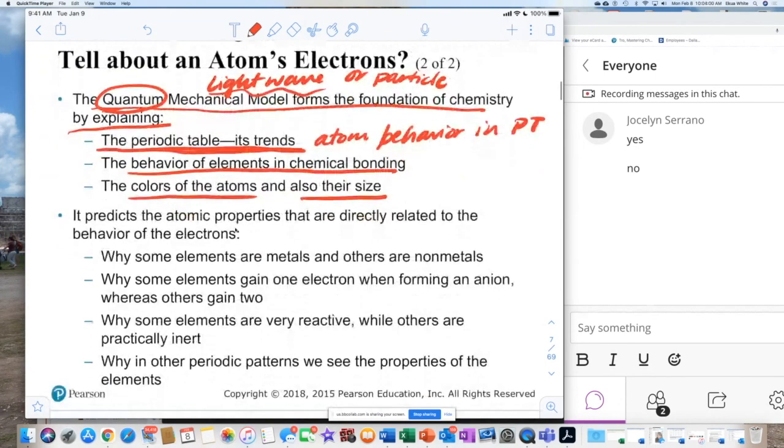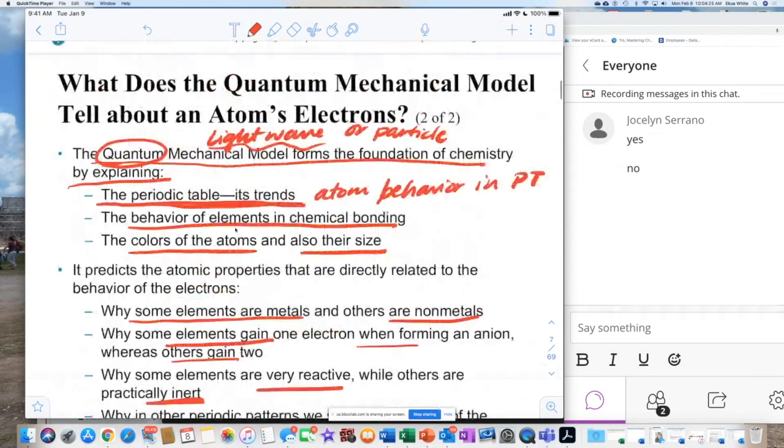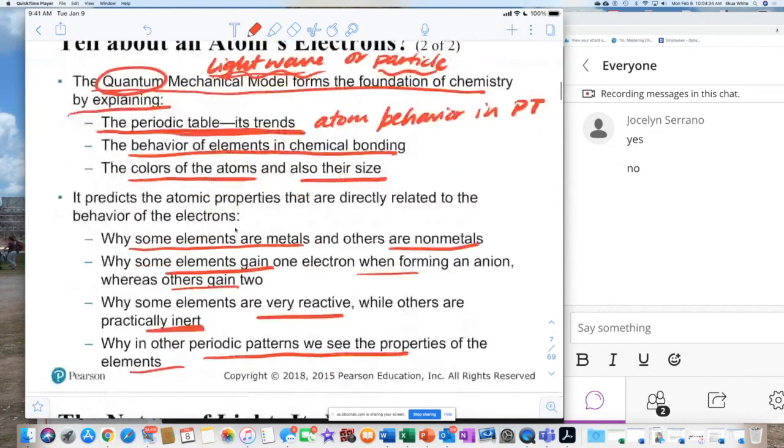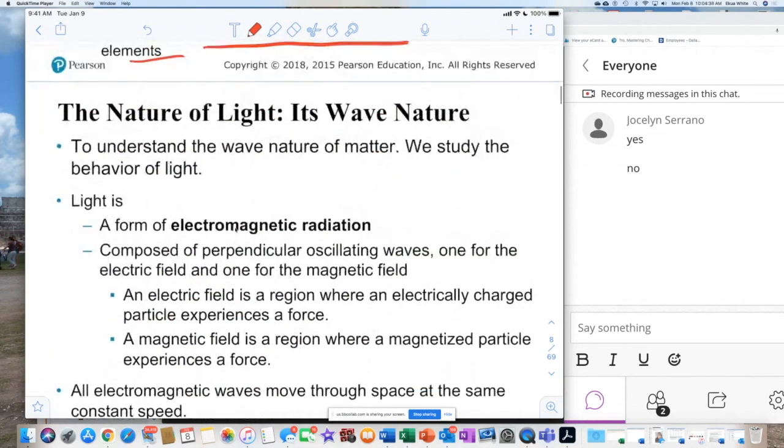Okay? We'll be able to answer questions like why some elements are metals, while others are non-metals, why some elements gain or lose electrons. Okay, some gain to form an anion. Some lose to form a cation. Why some are very reactive while others are very unreactive or inert. Why do we see these patterns along the periodic table? This will all be explained looking at the quantum mechanical model, the light wave behavior of the electron, mostly more than the particle behavior.